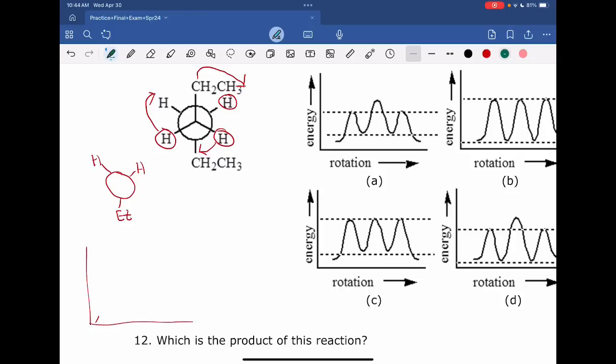And now I rotate it so that the ethyl group is right on top of this. So we have ET here, H here, and H here. Anytime you have an eclipsed conformation, that is going to be a local maximum in the graph. So we're going to go to a very high point.